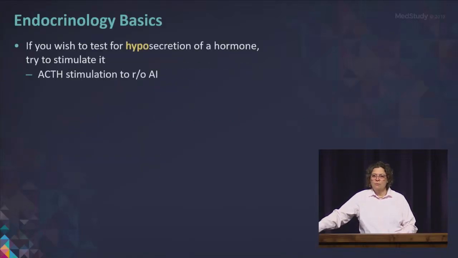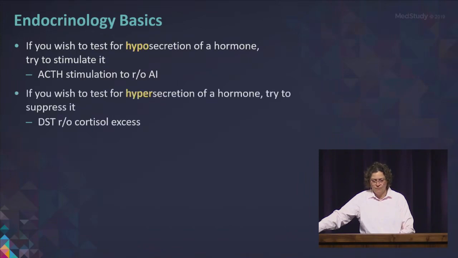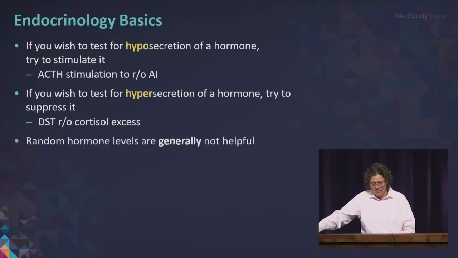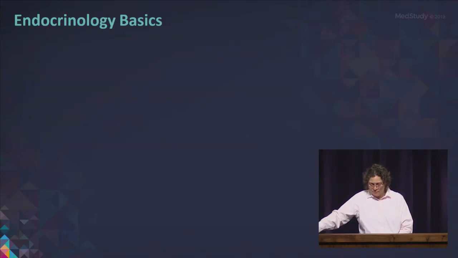So when we talk about the basics of endocrinology, if you want to test for hyposecretion, we want to stimulate it. The best test is an ACTH stimulation to rule out adrenal insufficiency. If you want to test for excess of a hormone or hypersecretion, we try to suppress it, like a dexamethasone suppression test to rule out cortisol excess. Random hormone levels are generally not helpful to us because, again, it needs to be within a context.